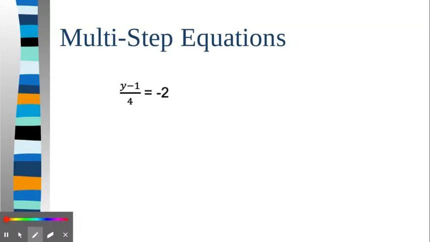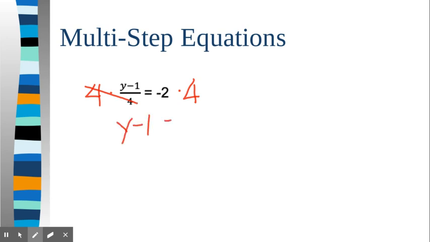Okay, here we have a fraction. I can find my variable on the left side, but as far as undoing operations, that 4 is kind of blocking me from getting to the y minus 1. Again, those fraction bars are really telling us to divide. So the opposite operation here is going to be multiplication. So we're going to multiply by 4 on each side. They cancel out on the left, leaving us with only y minus 1. And then we have negative 8 on the right. We'll add 1 so that the y is by itself. We'll get y equals negative 7.